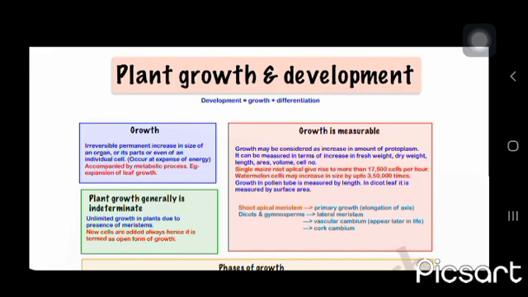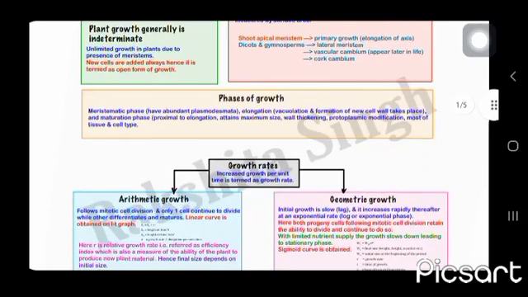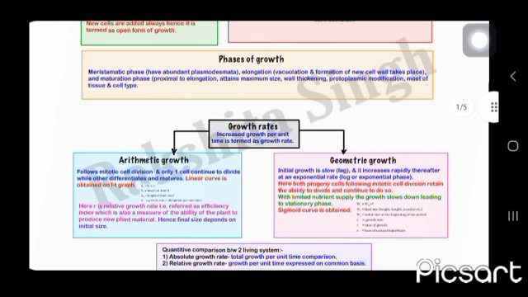Shoot apical meristem is the primary growth, elongating the axis, and in dicots and gymnosperms, lateral meristems, vascular cambium appear later in life. Plant growth is generally indeterminate, an unlimited growth in plants due to presence of meristems. New cells are always added, hence it is termed as open form of growth. Phases of growth: meristematic phase, elongation phase, and maturation phase, which attains maximum size, wall thickening, protoplasmic modification, in most of the tissues and cell types.